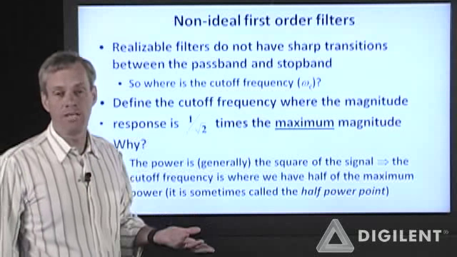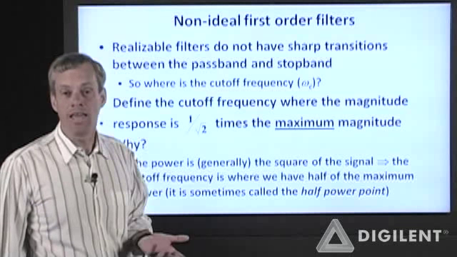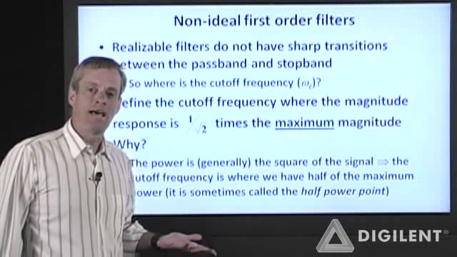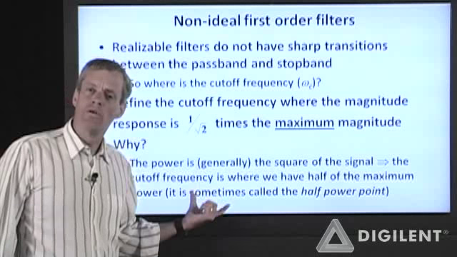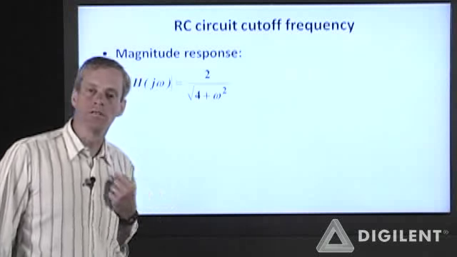Sometimes it's called the 3 dB frequency for reasons that we'll see in the next lecture. It has a lot of names. Generally, things that have a lot of names are pretty important. Remember this stuff, please. Now let's calculate cutoff frequencies for the 2 circuits we've been looking at during this lecture.